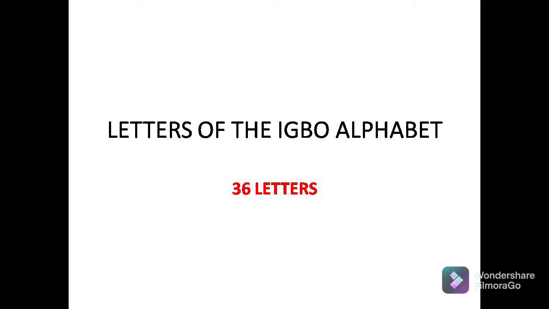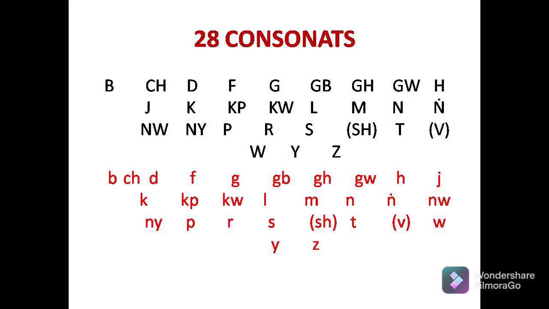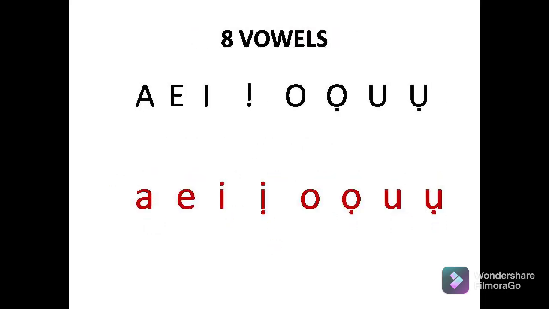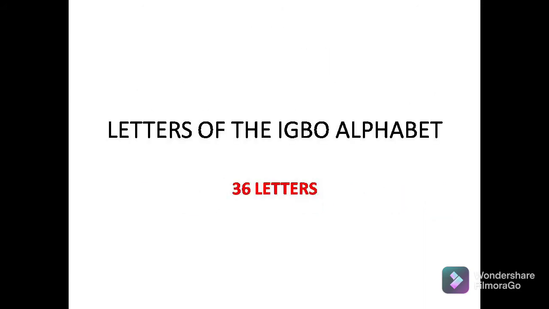In our last class, we were able to see the letters of the Igbo alphabet, which are 36 in number. And in that 36, we have 28 consonants and 8 vowels. Same last week, we were able to use the letters to form words, and from words, we used the words to make sentences, and the sentences were also translated.